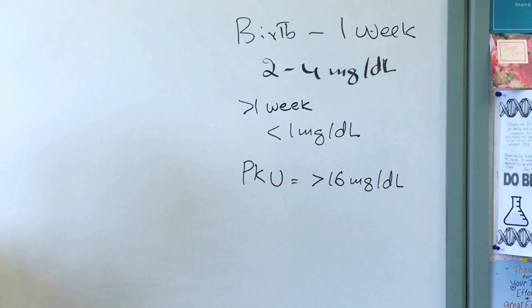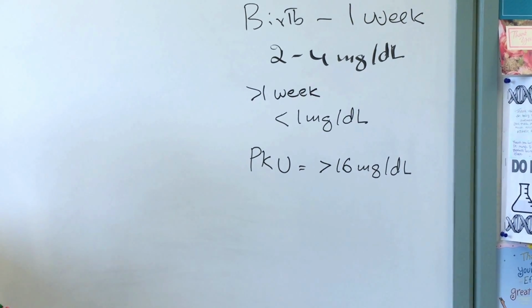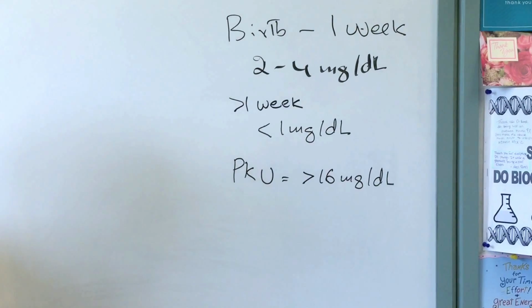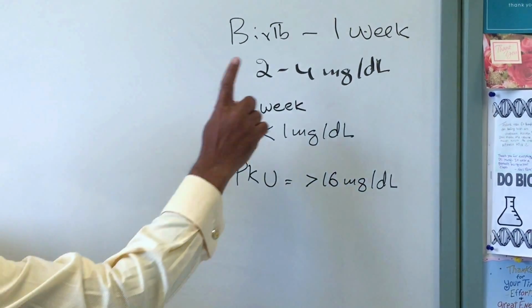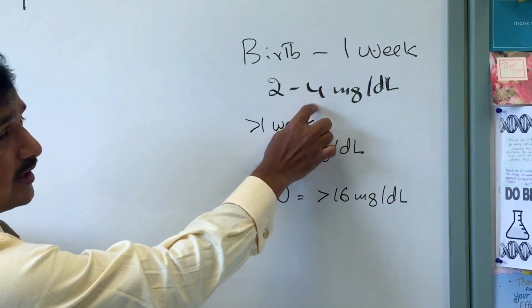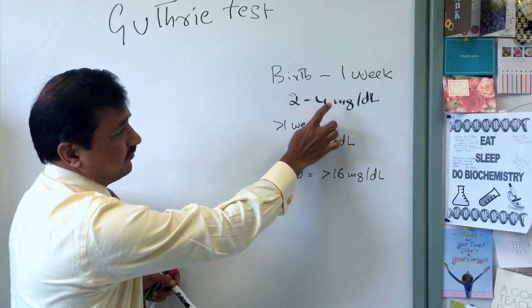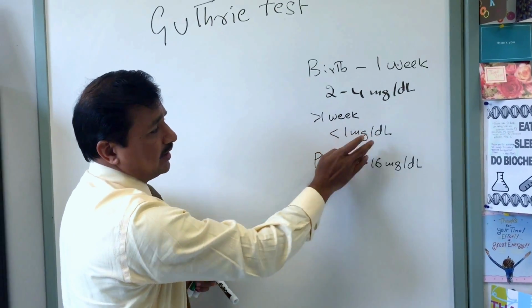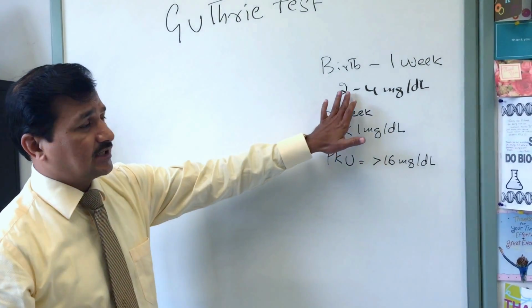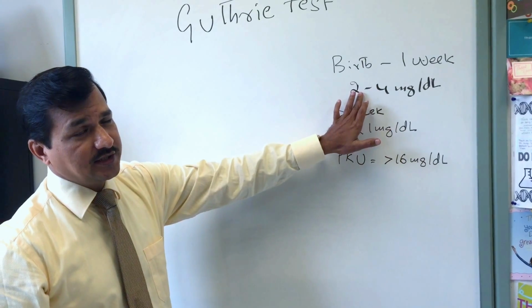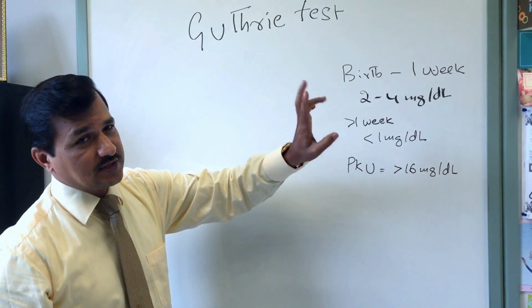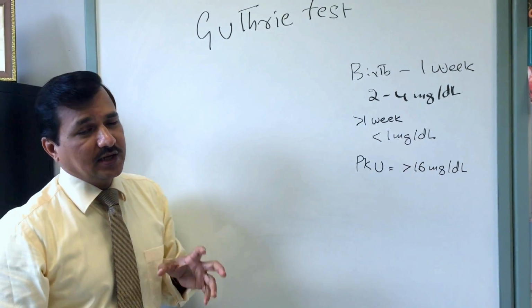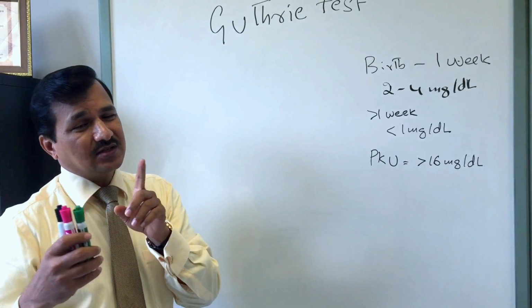Now, the Guthrie test is done on the 6th to 7th day. By the 7th day, your blood phenylalanine level will fall nearer to 1 milligram per deciliter. Obviously, it will be less than 2 to 4 milligrams per deciliter at the end of the 7th day. So most of the time we take the blood sample on the 7th day.